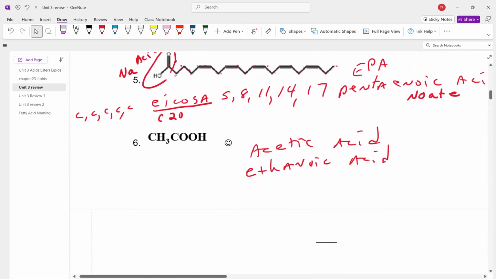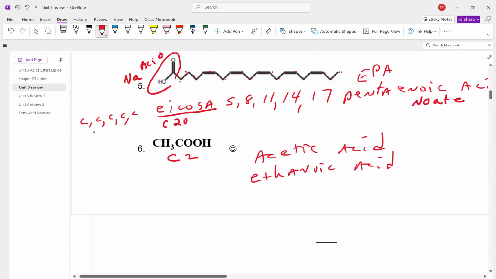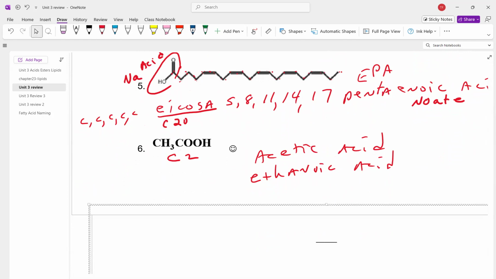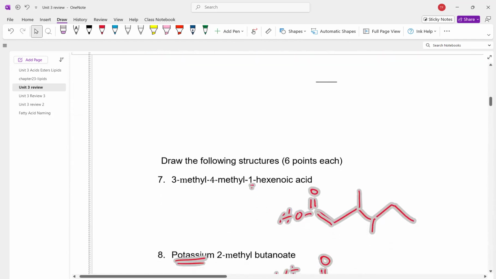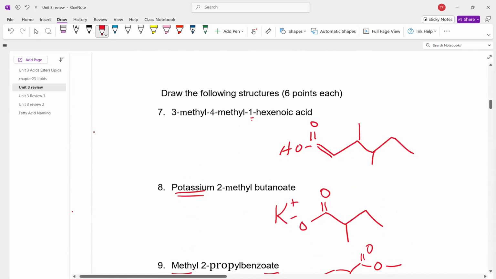All right, good old acetic acid. Two carbon ethanoic acid or acetic acid. You draw the following.